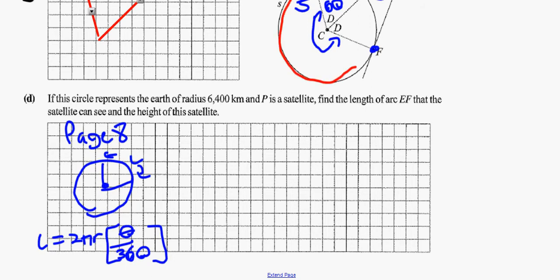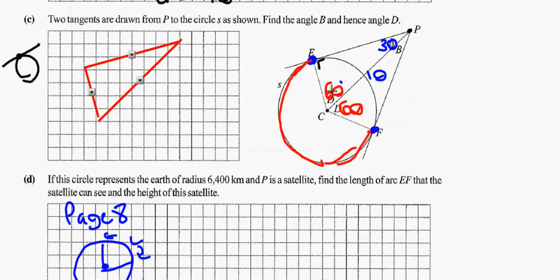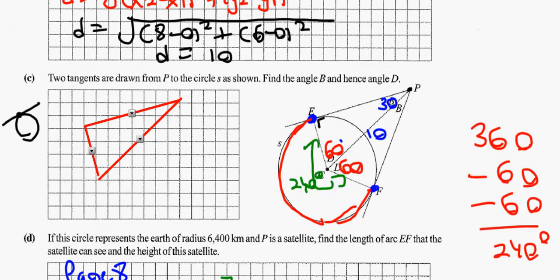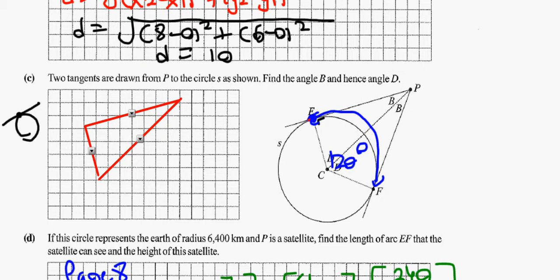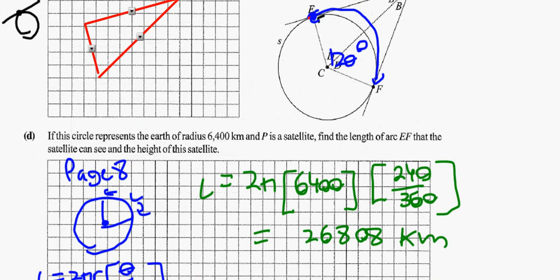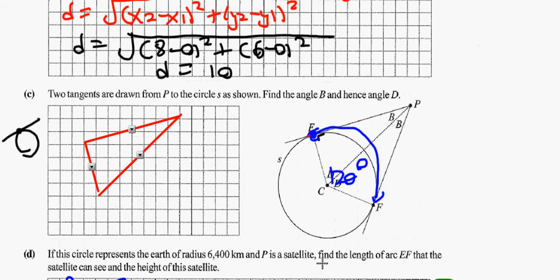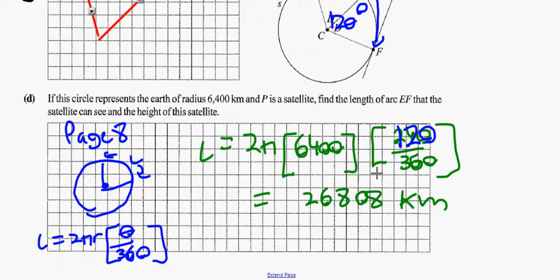Now I'm just going to skip through this a little. What we can see here is that we found the angle was 60 degrees and 60 degrees. This makes this angle 120 degrees. So we're going to use the formula 2 pi r. So it's going to be 2 pi multiplied by r, which is 6,400, multiplied by 120 over 360 kilometers, because it wants the part of the Earth that the satellite can see, which is E to F. Then you're going to put that all into your calculator and figure out what it is.